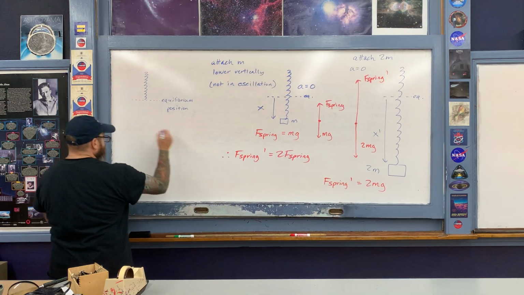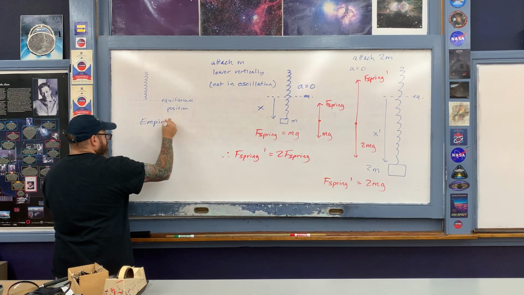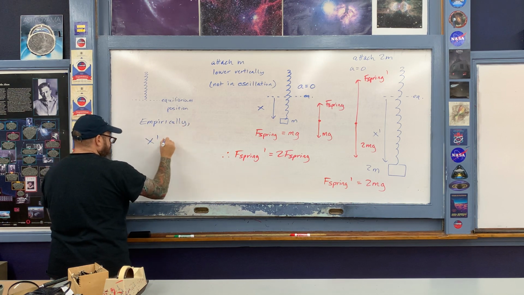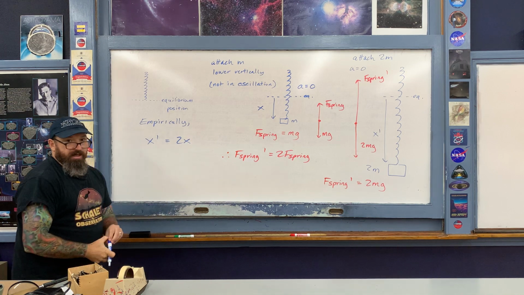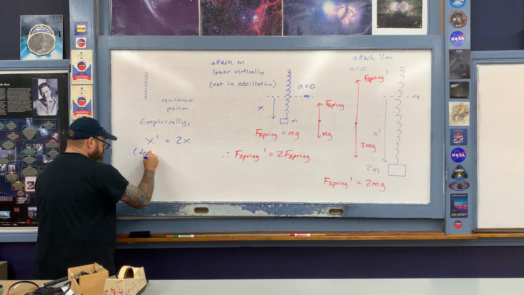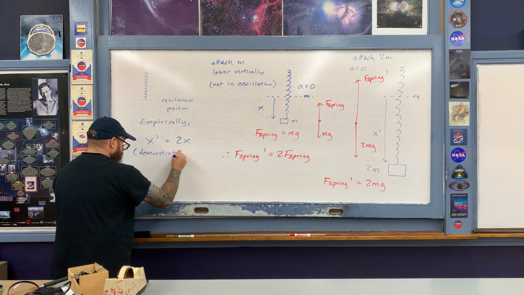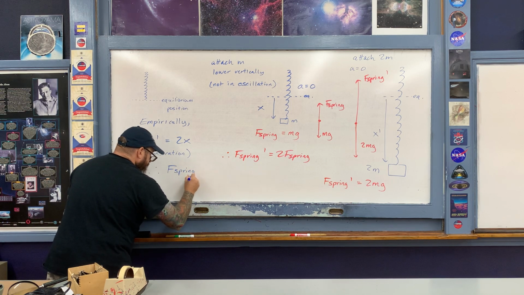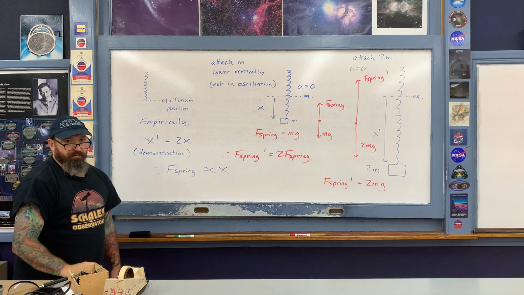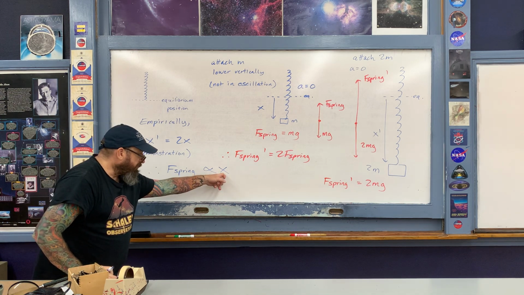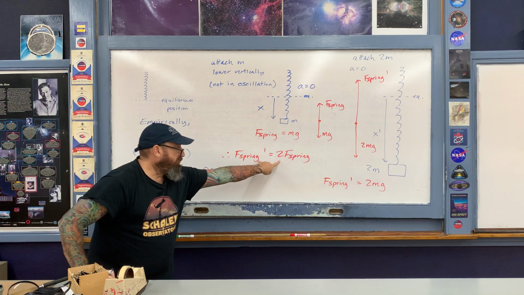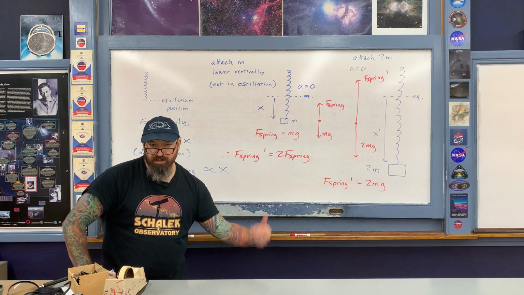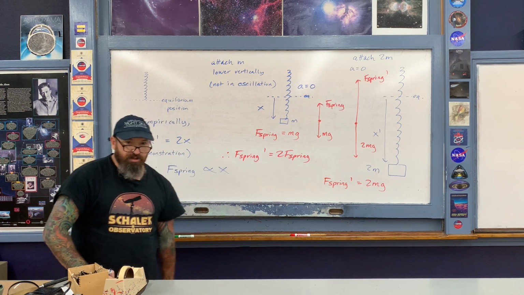Okay, so what I've shown here in this demonstration empirically is that x prime is equal to 2 times x. That's what you saw in the demonstration. So what this means is that the spring force is directly proportional to the displacement from the equilibrium position. If you double the displacement from equilibrium, which is what I did, you then double the spring force. If you triple the displacement from equilibrium, you triple the spring force, and so on and so on. So there's a direct linear relationship between the two.